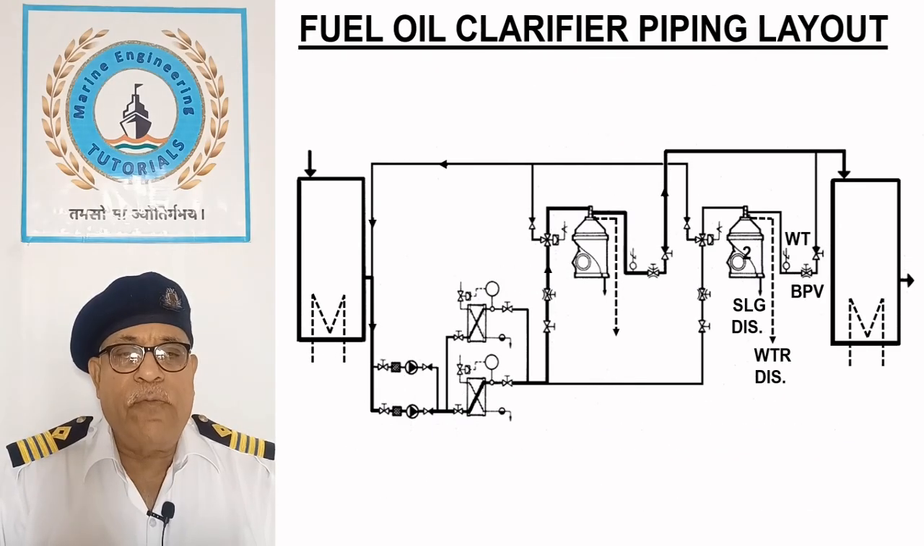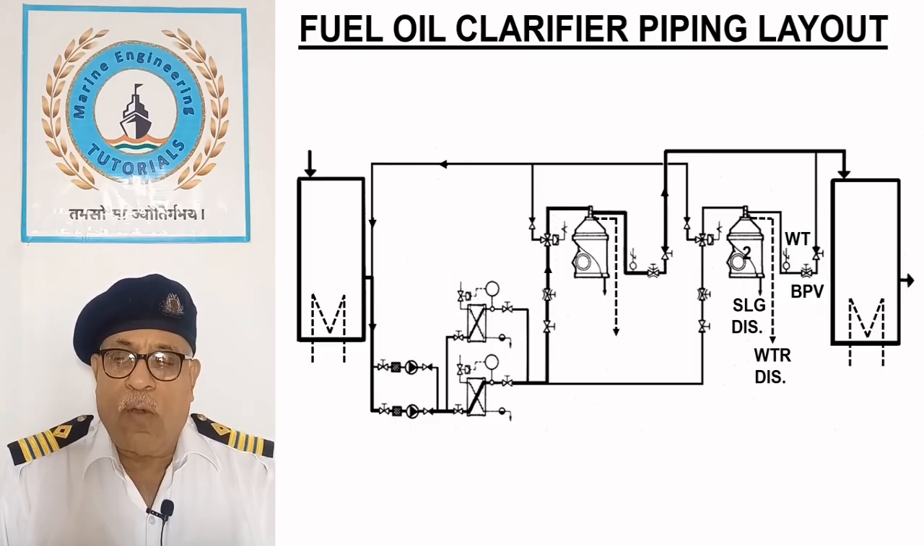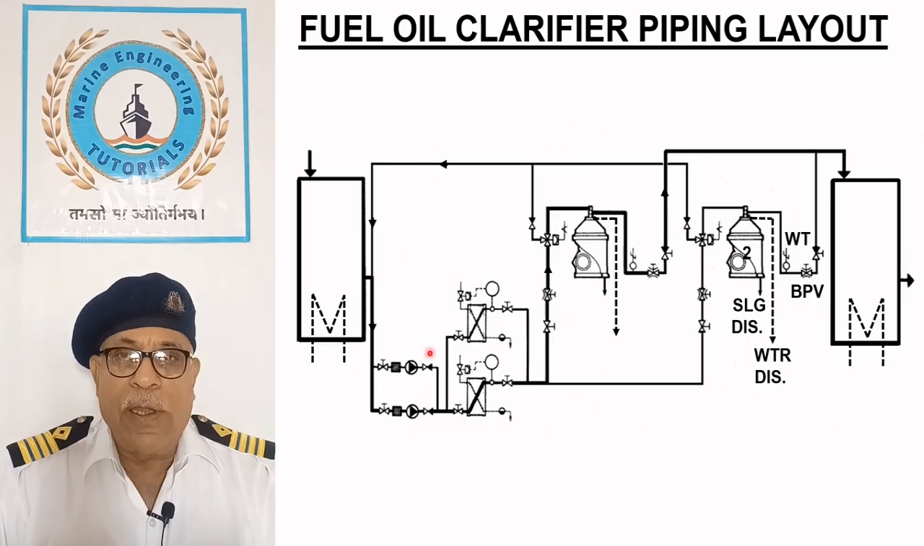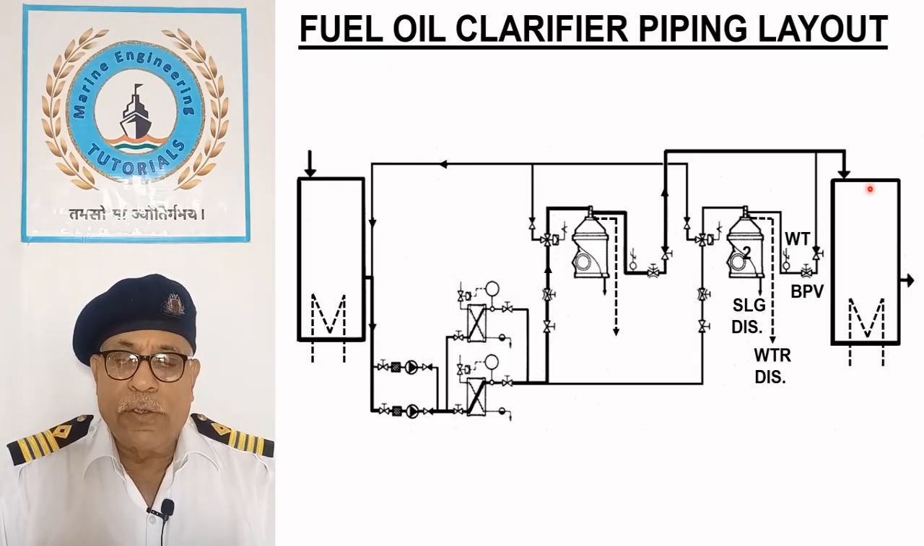Fuel oil clarifier piping layout. This sketch shows the piping layout of fuel oil purification system consisting of two clarifiers, two fuel oil supply pumps with oil heaters, all connected to the fuel oil settling and service tanks having steam heating arrangement.